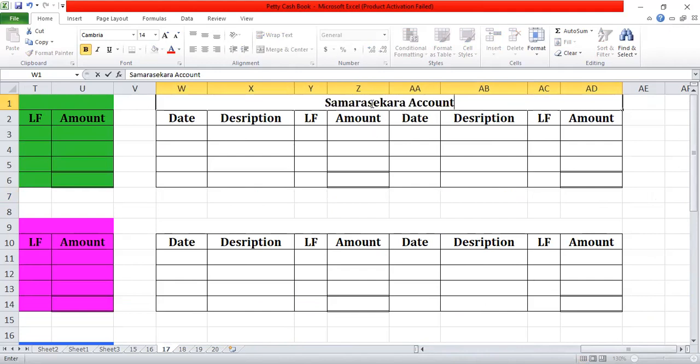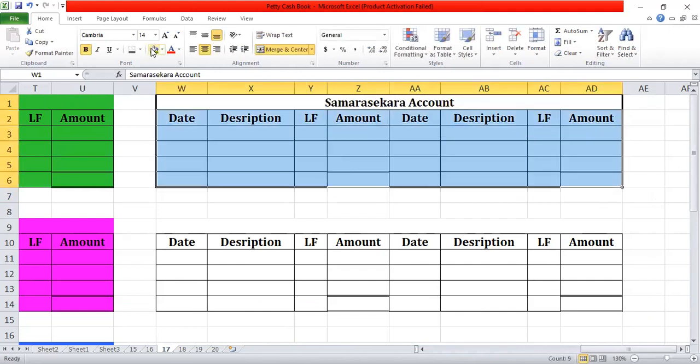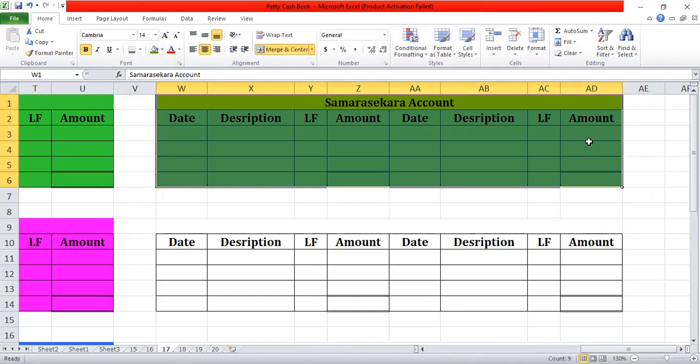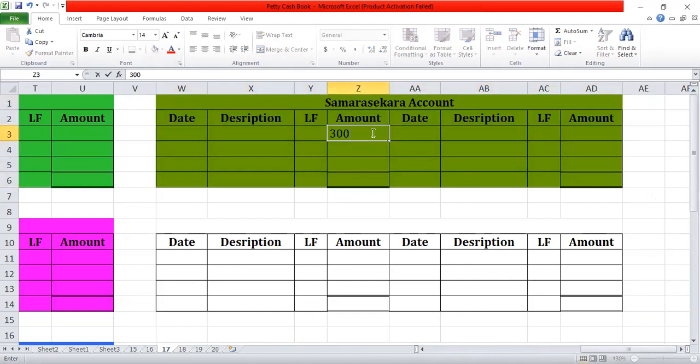Samarasekara account, right? Remember, Samarasekara is a creditor. So we have paid 300 rupees to Samarasekara. Debit Samarasekara 300. Date is 31st of January. Petty cash.